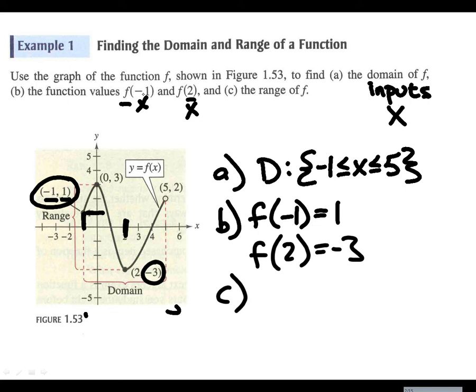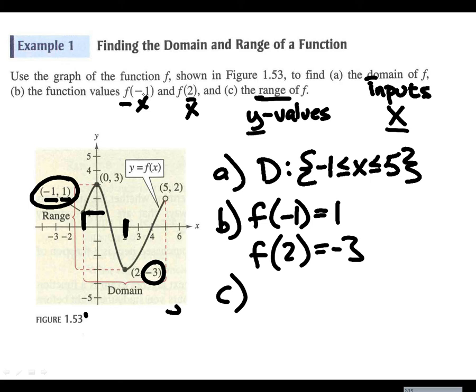And then C, what's the range? All right, so the range here is y values. And in my mind, I've always remembered that domain and range, alphabetically, D comes before R, X comes before Y in the alphabet. So domain with X, range with Y.